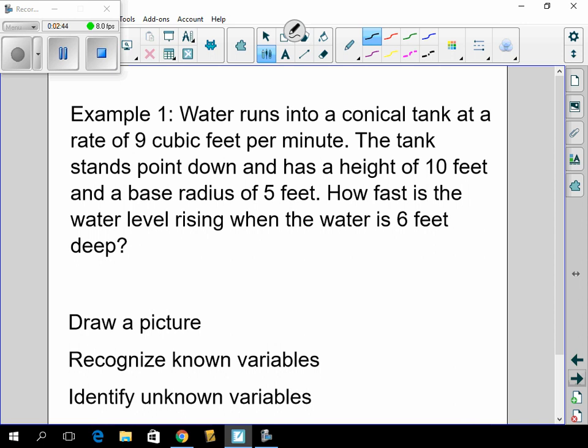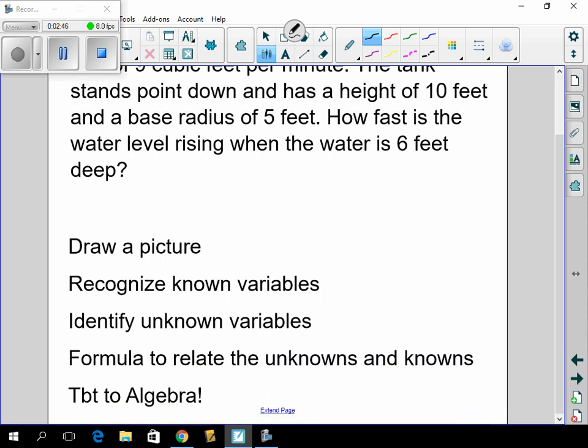So when we're dealing with related rates, first we want to draw a picture. Then we need to recognize known variables, identify unknown variables, and then find a formula to relate the unknowns and the knowns, and then differentiate. A lot of this is just algebra, but the calculus starts up here. So differentiating is calculus, and then put it all together to get algebra plus calculus, I guess.